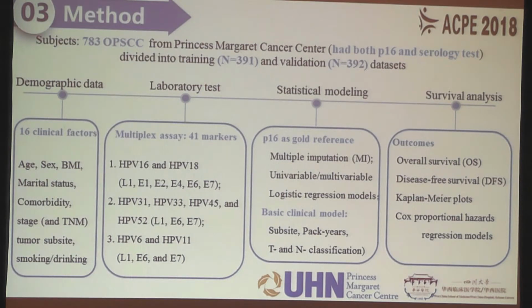We used P16 immunohistochemistry as a gold reference. And we built multiple imputation models and used univariable and multivariable logistic regression models in this study. The outcomes of interest in our study are mainly overall survival and disease-free survival.